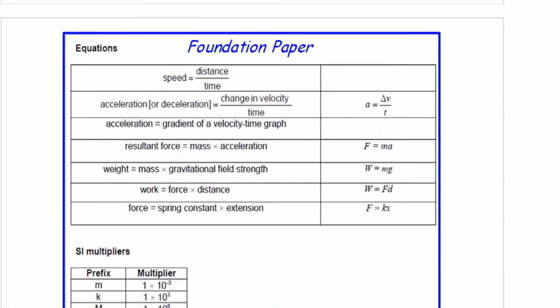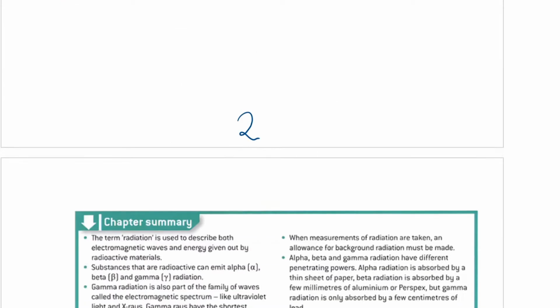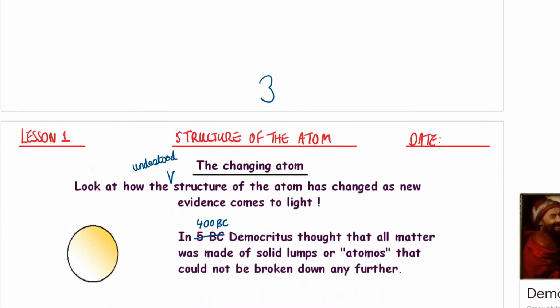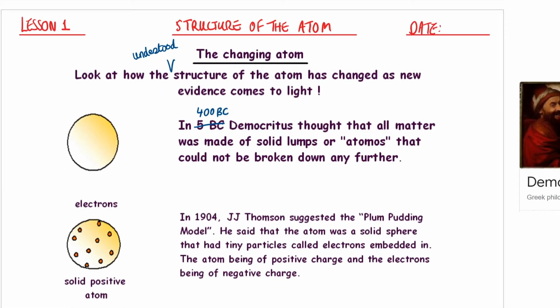Pages are numbered. There's the list of equations and SI multipliers as always. Page 2 is for close the gap marking and overall summary, page 3, and we're starting today on page 4. So please put at the top, lesson 1, structure of the atom, and the date.